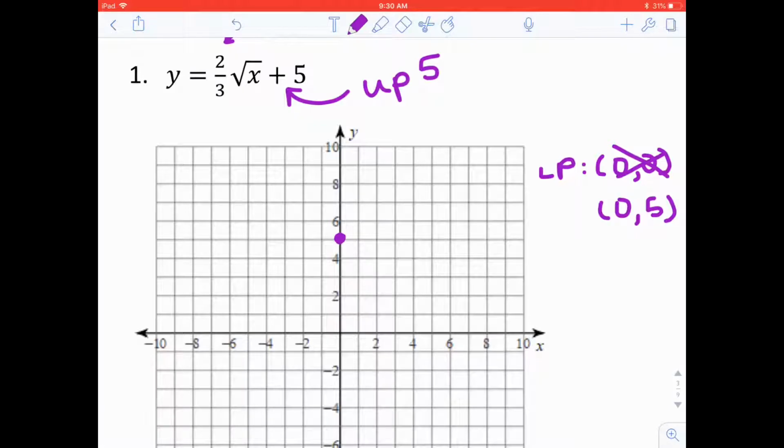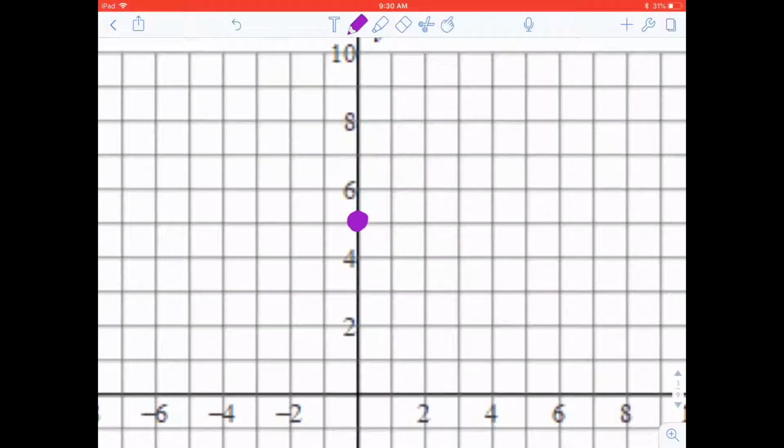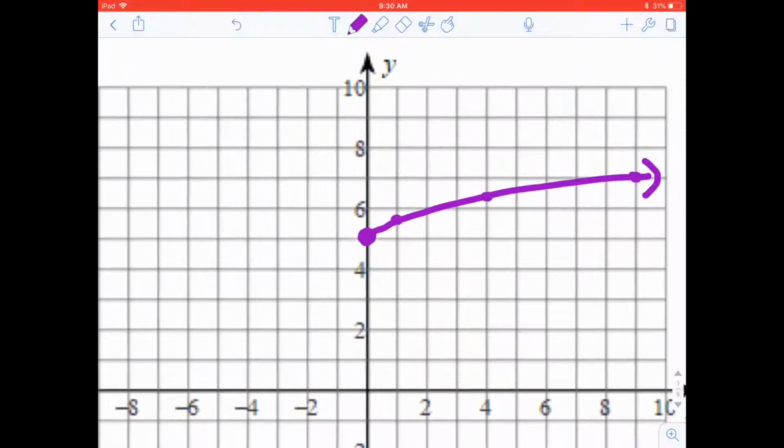And then the normal pattern says over 1, up 1, over 3, up 1, but we're only going to grow by 2/3. So we're going to go over 1, up 2/3, over 3, up 2/3, over 5, up 2/3. And that's what our graph is going to look like. So it didn't go up very fast because it was only growing by 2/3.